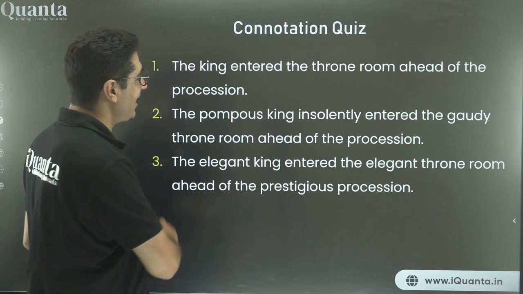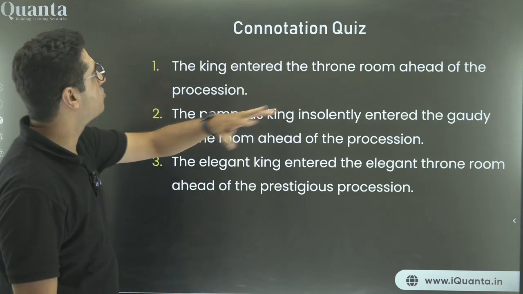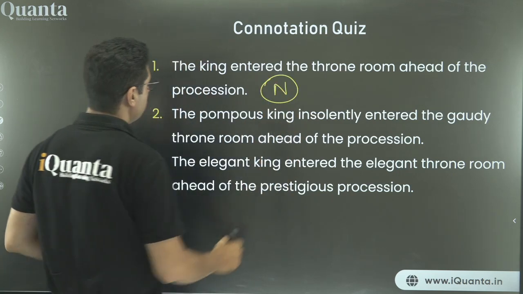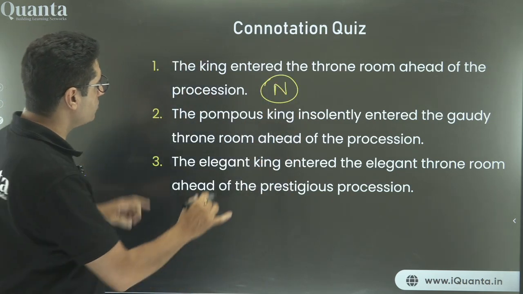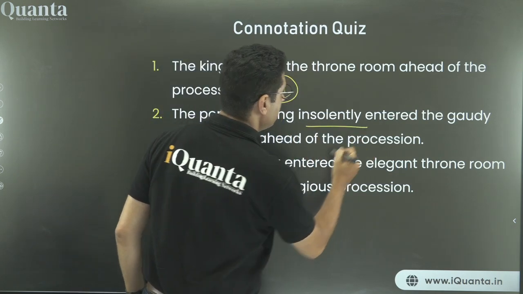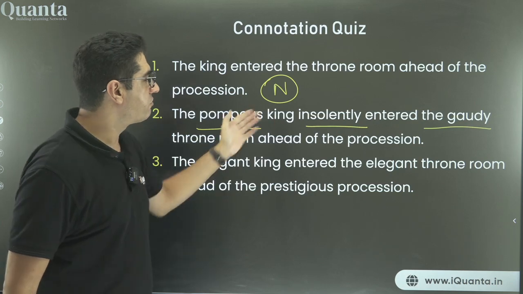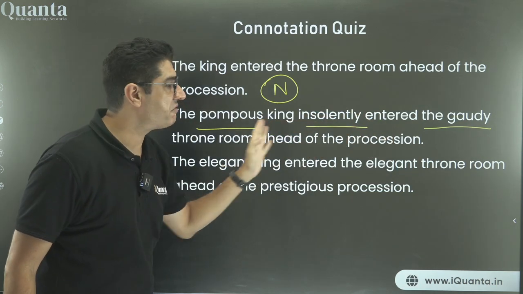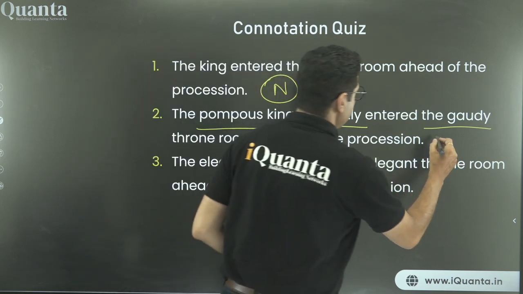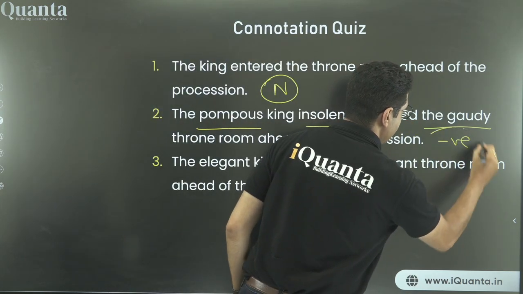Welcome back. So let us see. When I look at the first sentence, the king entered the throne room ahead of the procession. That's neutral. But when I look at the second sentence, you notice words like pompous, insolently, gaudy. All of these, I see these three words which are very clearly negative. So the sentence also becomes, so this N is for neutral, I'll just write this for negative.